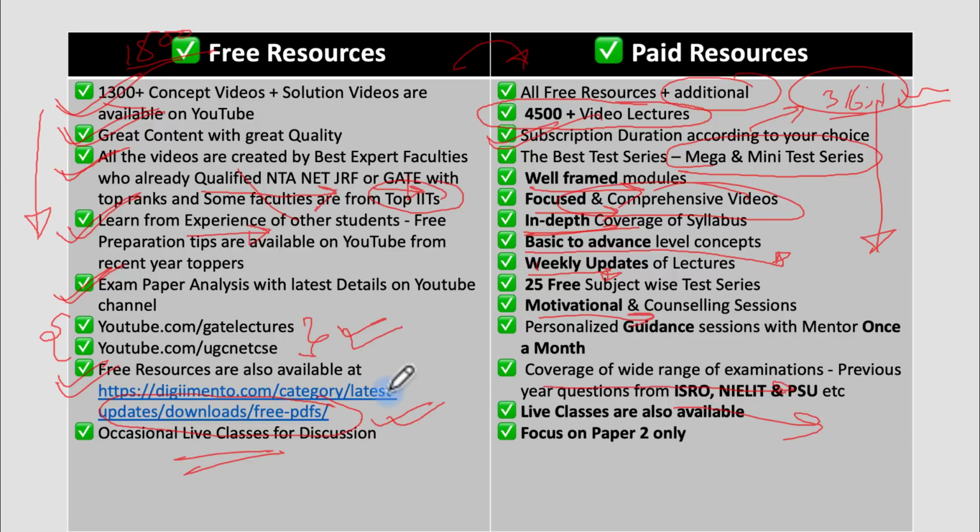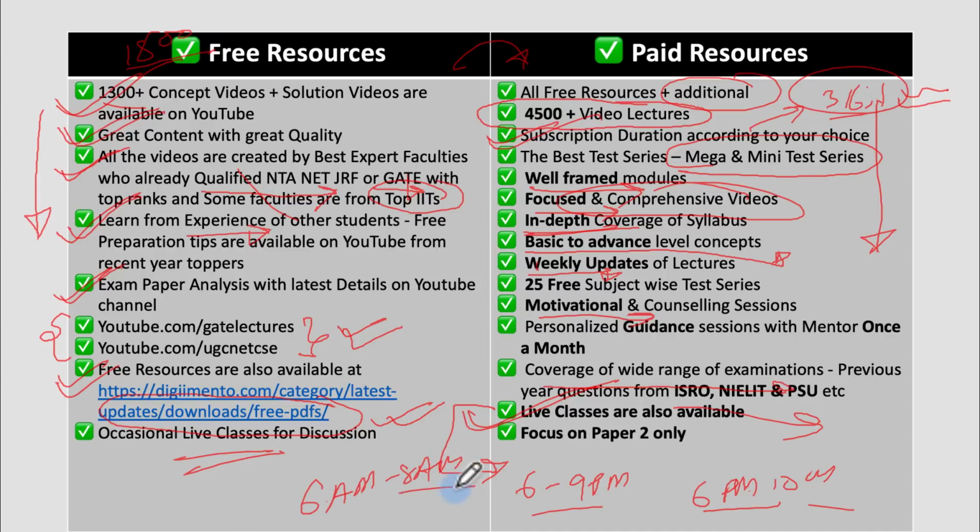Secondly, live classes are also available. Either you can go for recorded videos or you can go for live classes. Live classes are for students who are either working professionals or students. Generally we do live classes in the evening from 6 p.m. to 9 p.m. or 6 p.m. to 10 p.m., or sometimes early morning, from 6 a.m. to 8 a.m.